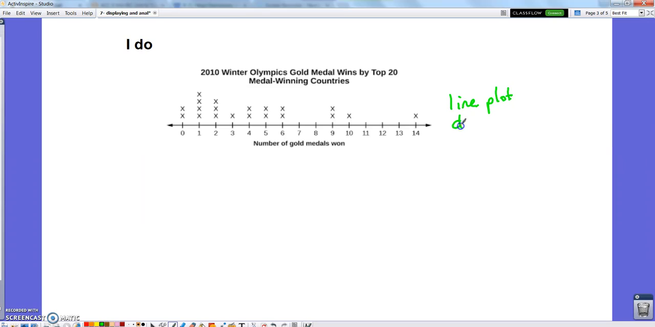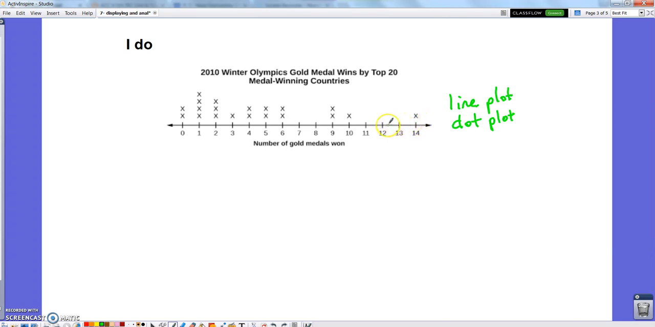I believe some people might call it a dot plot once in a while, because sometimes these are dots instead of X's. I'm usually going to call it a line plot, but if you hear dot plot, don't worry about it. And if you don't remember how these work, you make a number line, and this number line goes from 0 to 14 because the country that won the most won 14. And this means like one country won 14 gold medals because there's one X above 14.